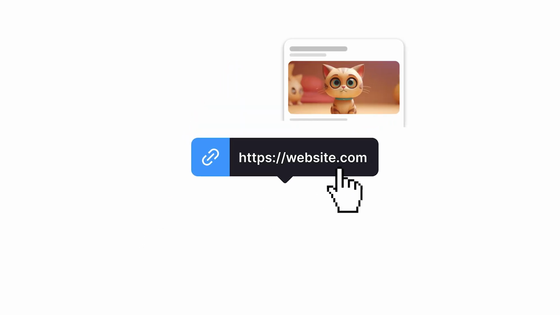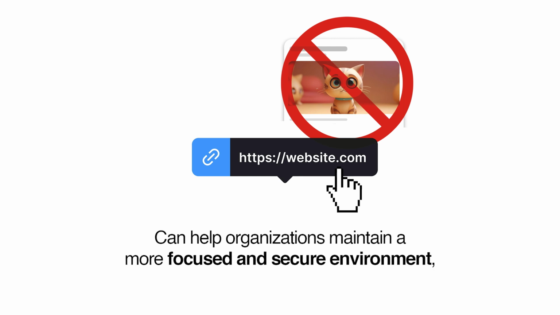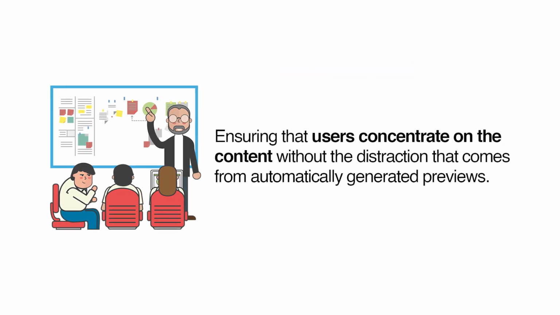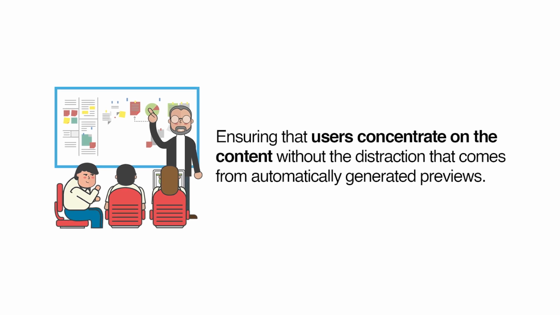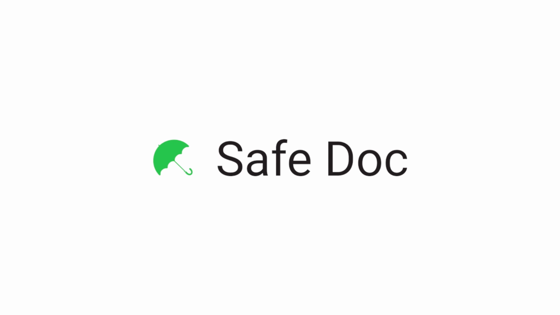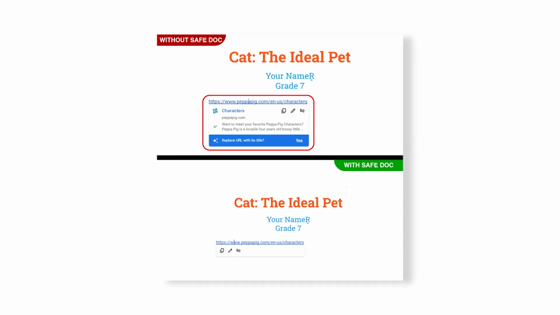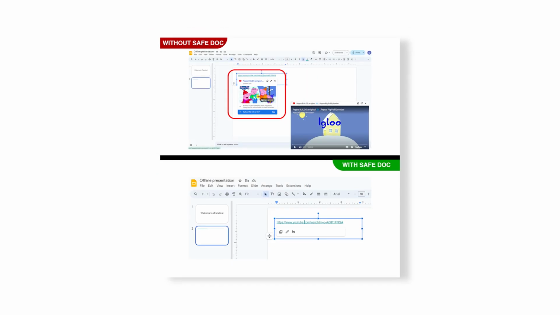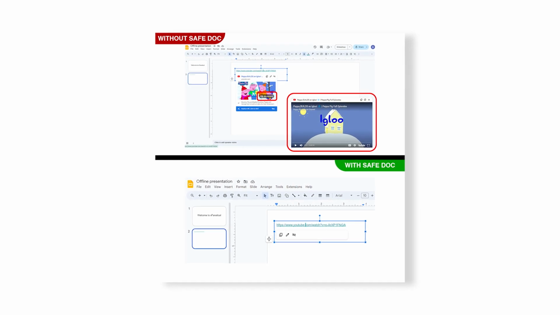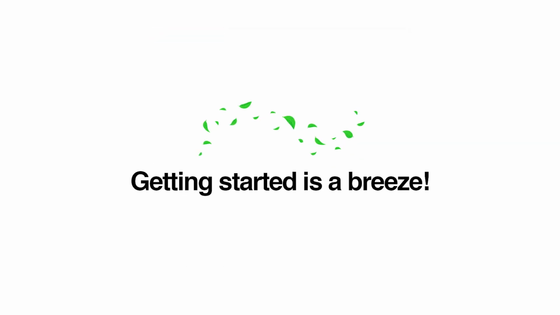Turning off link previews can help organizations maintain a more focused and secure environment, ensuring that users concentrate on the content without the distraction that comes from automatically generated previews. That's where ex-Fanatical SafeDoc comes to the rescue. This powerful tool offers a solution to disable link preview feature, helping restore productivity and enhance the overall learning experience for the class. Getting started is a breeze.